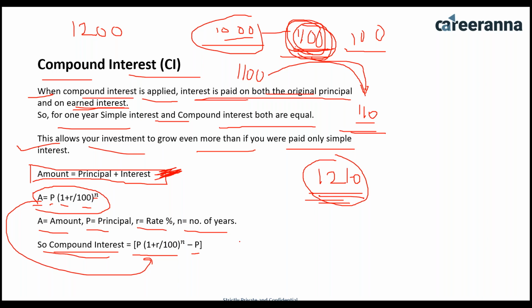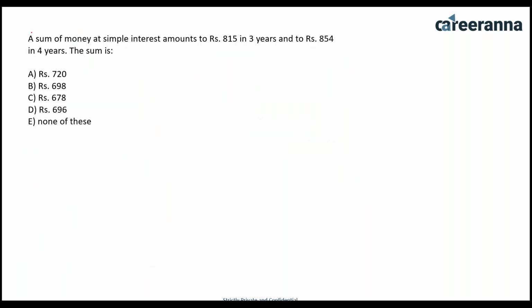Okay, so let us have some examples and we will be solving them. First question is, a sum of money at simple interest amounts to rupees 815 in 3 years and to rupees 854 in 4 years. The sum is. Very easy question, guys. You can easily do it. Try it out and then we will discuss.